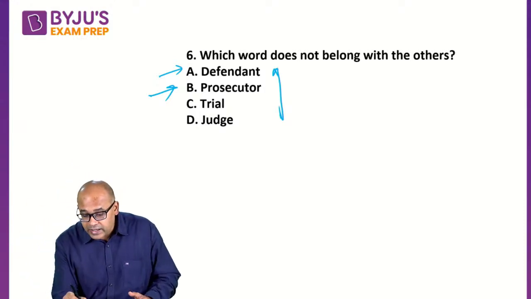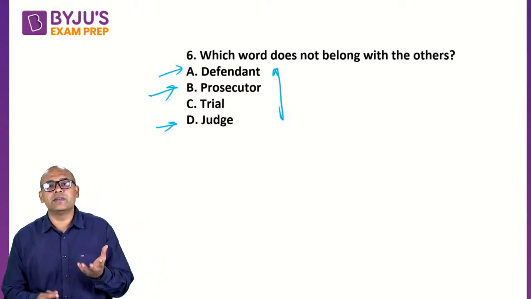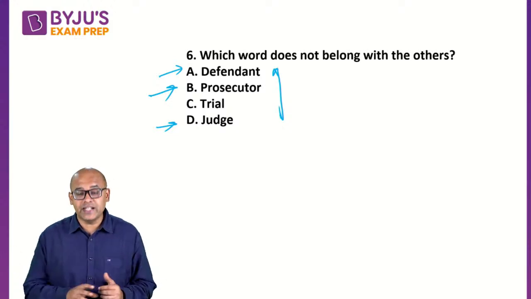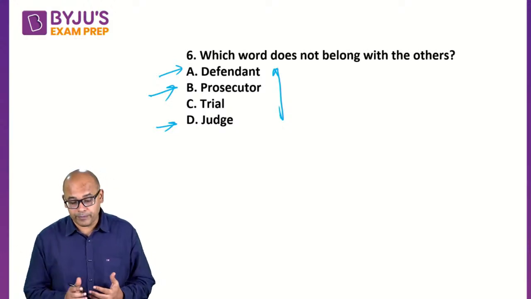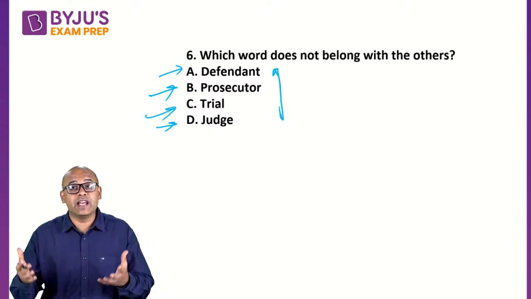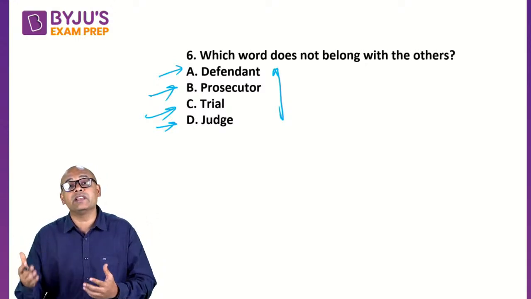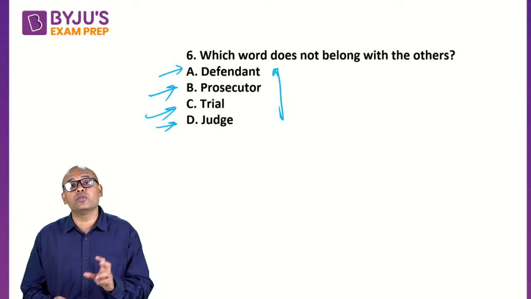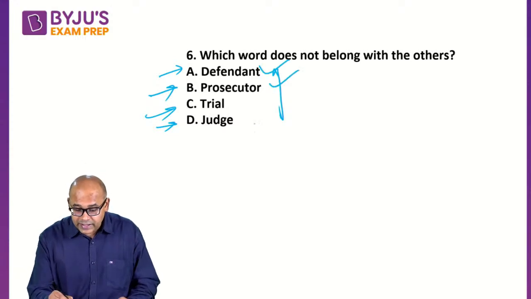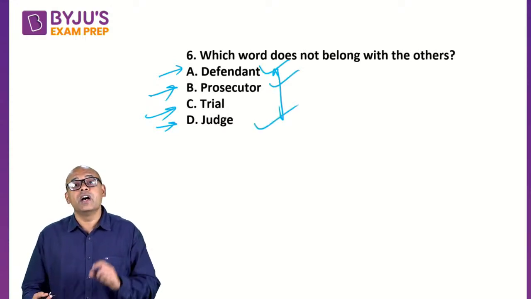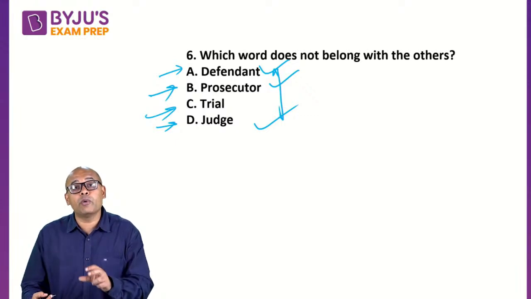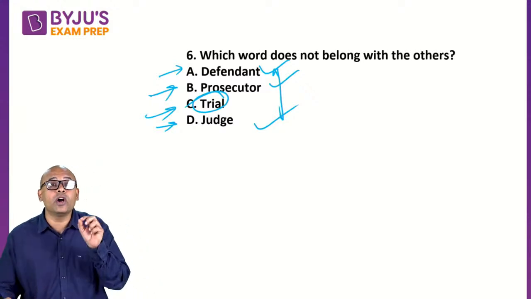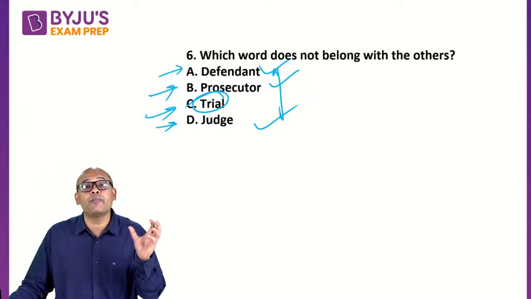A judge is the person who is going to give the final verdict. Is the person guilty or not, and the quantum of sentence. If he's guilty, what should happen to him. Trial is the proceeding, the entire process of determining whether somebody is guilty or not. So all four are terms related to judgment. However, defendant, prosecutor and judge are terms which talk about people, whereas trial is not the name of any particular person, it is the name of a process.